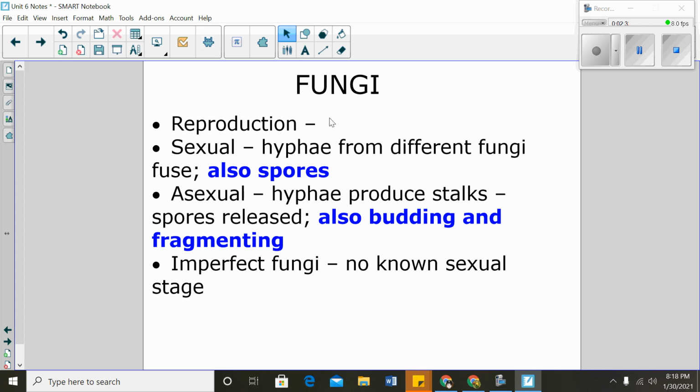In terms of reproduction, there are sexual stages and asexual stages. So if it's the sexual stage, hyphae from different fungi will fuse. And there's also spores that can be given off. If it's the asexual stage, hyphae produce stalks, and the spores will just be released. Other types include budding and fragmenting. And then you've got the imperfect fungi, which have no known sexual stage.